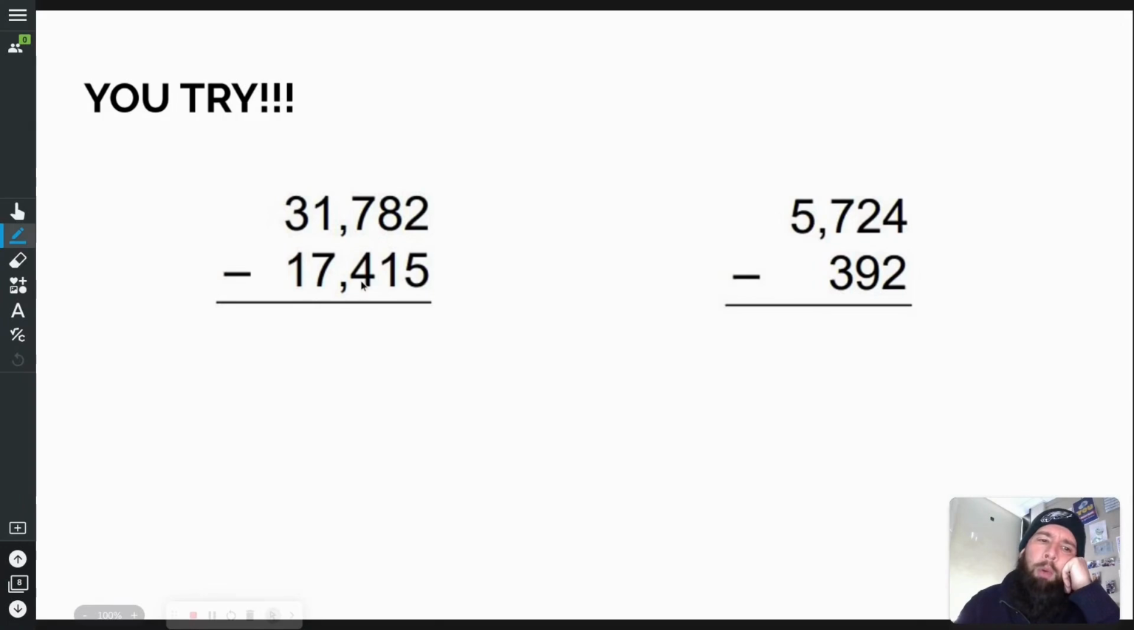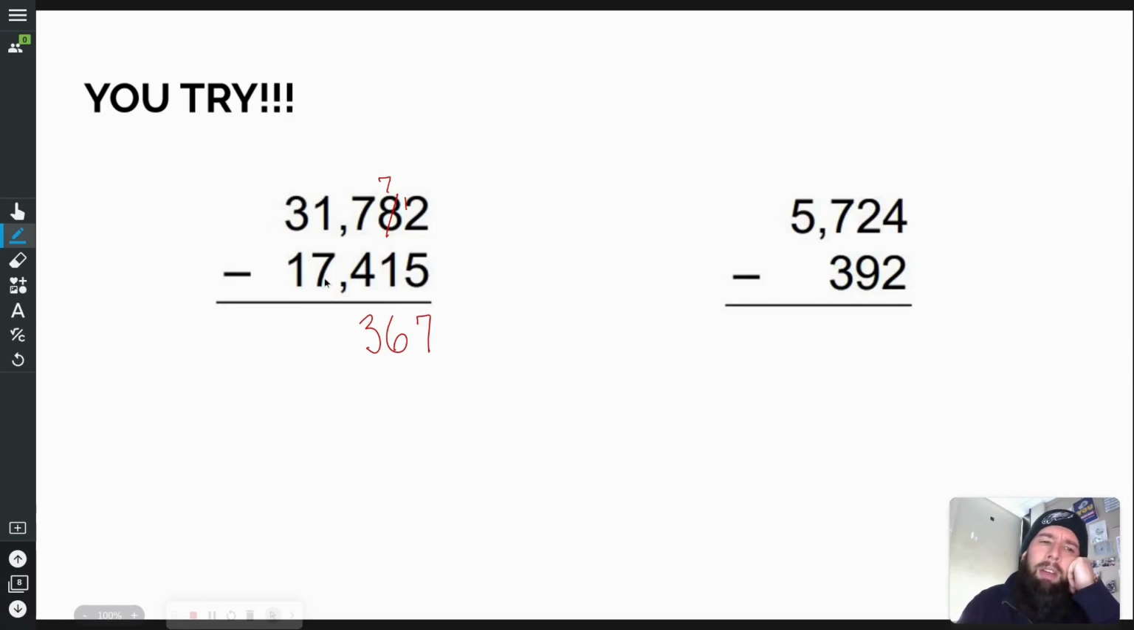31,782 minus 17,415. We've got 2 minus 5. Can't do it. So let's borrow from 8 and make you a 7. So now it's 12 minus 5. 12 minus 5 is 7. 7 minus 1 is 6. 7 minus 4 is 3. An angel just got its wings.